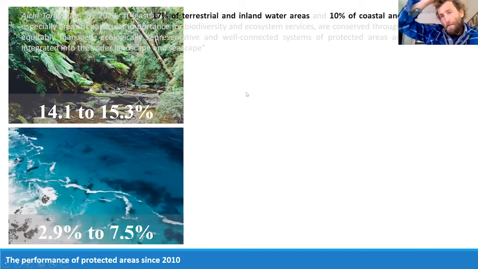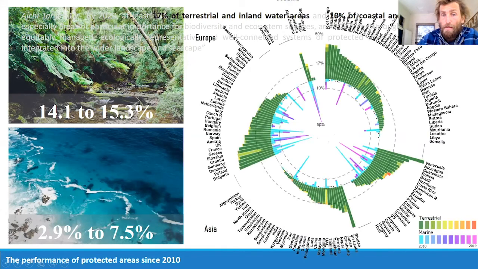In the marine realm, we had a much larger increase from around 3% to 7.5%. So we fell short of our goals, but in the marine realm in particular, some growth, which is good, but still fell short. This is how it breaks down by nation: European nations, Asian nations, South America, and we've got African nations over here. And the green bars represent the terrestrial estates, and the blues to purples are all marine.